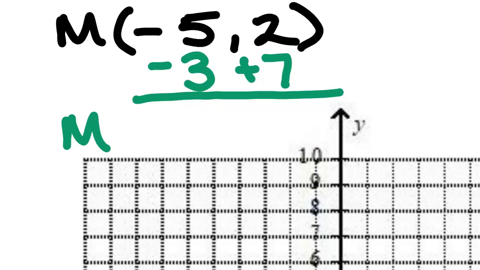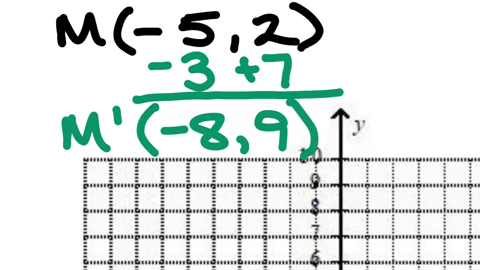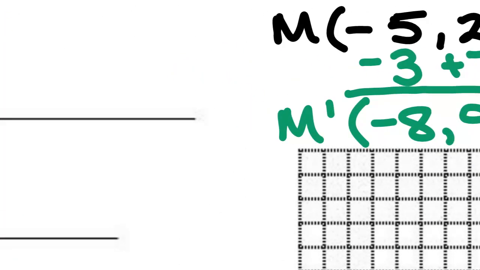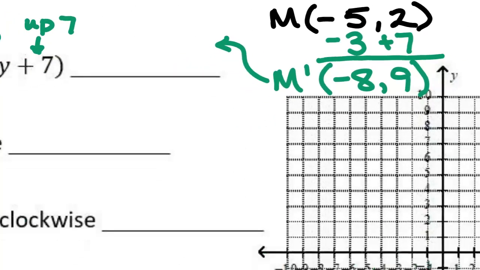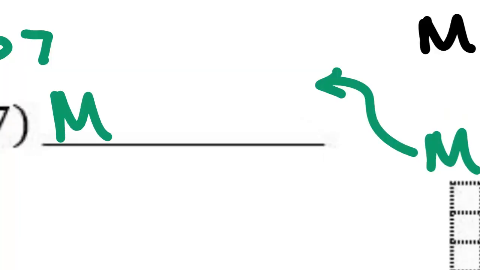Again, you can use the graph if you want to. You can plot the point and then count, or we can use the adding and subtracting method. What is -5 minus 3? -8. And 2 plus 7? 9. So -8, 9 would be my ordered pair for M prime for this transformation.